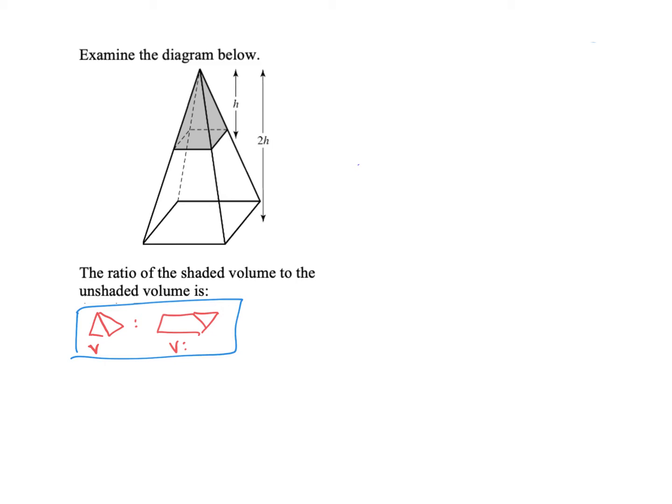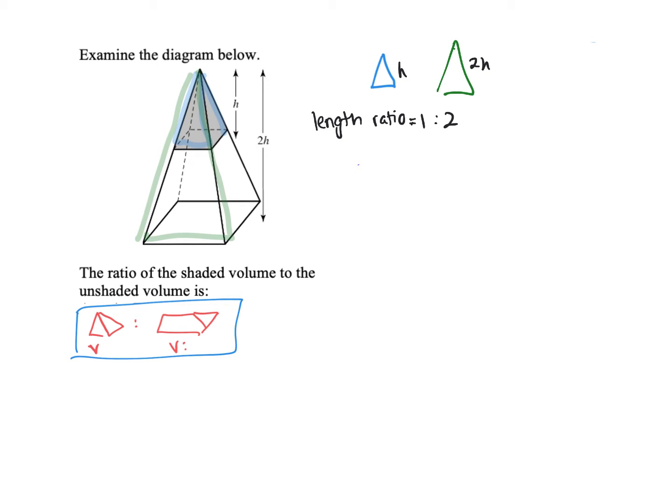So what we need to see is that we have a pyramid up the top here. I'll just call that my little one. And then I have a larger pyramid with the whole thing. I'll call that my large one. Now when they write a height and 2 height, that's giving a length. And really what I can say is a length ratio. If I've got 1h here and 2h there, the length ratio is 1 to 2.